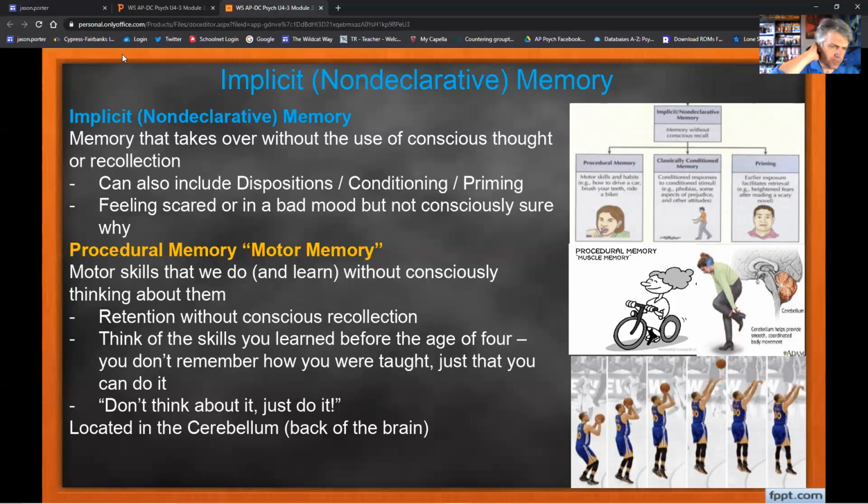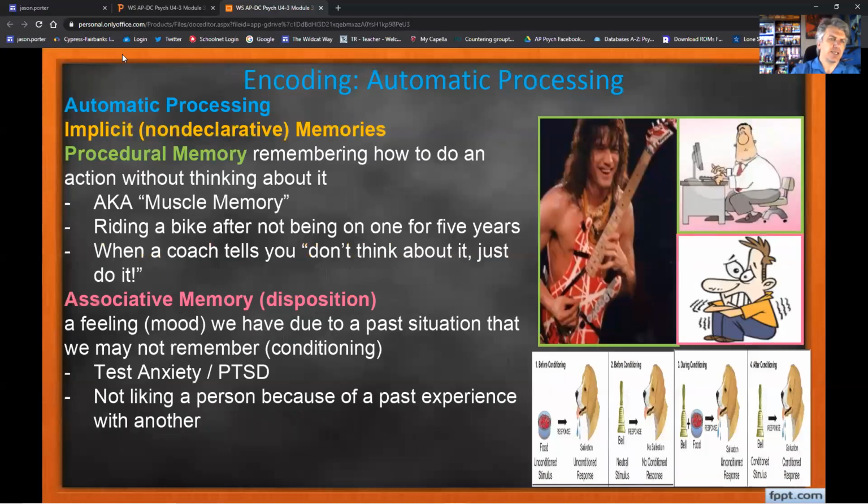We talked before about it being in the cerebellum, back of the brain, automatic, do it again and again and again. And again, when it comes to these procedural memories, these muscle memories, when you ride a bike, once you learn to do it, you don't think about every pedal that you're making, every little steer, every balance, and all these other things.